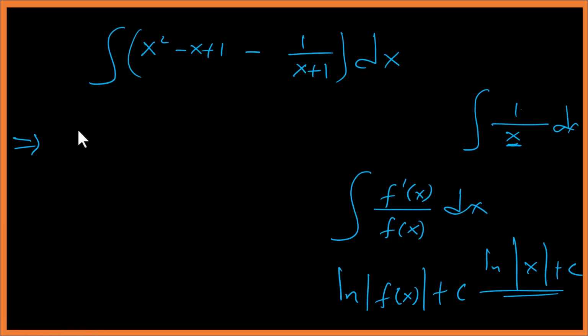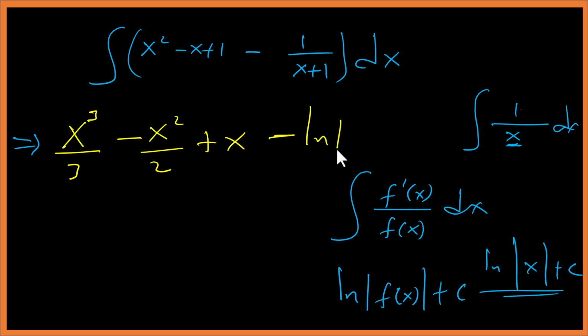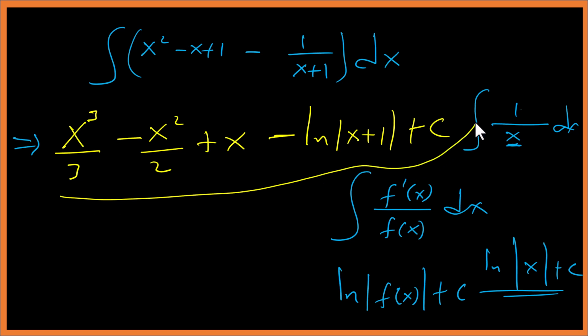Alright, so we can now do the integration. x squared will be x cubed on 3, minus x squared on 2, plus x, minus, now the derivative of x plus 1 is 1, so minus the natural log of the absolute value of x plus 1, plus c. So this is the answer to the question.